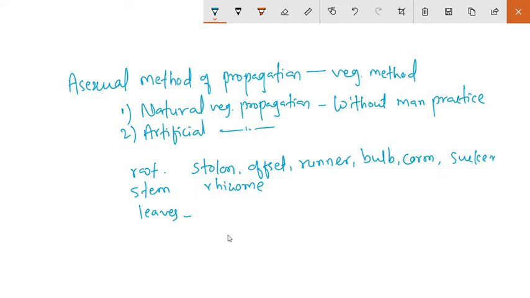In the natural method of vegetative propagation, there is no need for human practice. These plants produce some structures, namely stolon, offset, runner, bulb, corm, sucker and rhizome, and by using these structures the plants propagate naturally. Leaf buds can also be used. Then next is the artificial method of vegetative propagation.